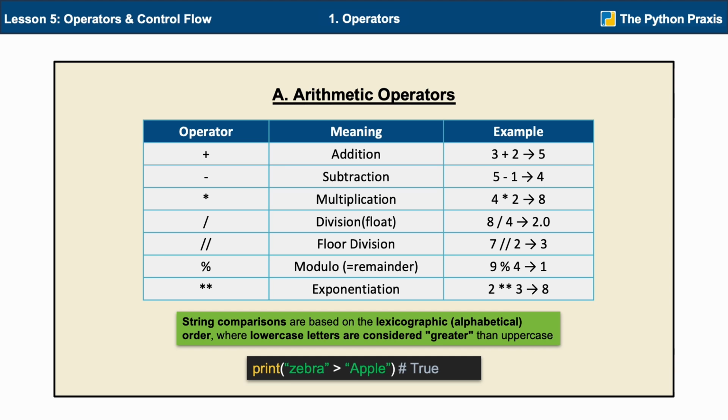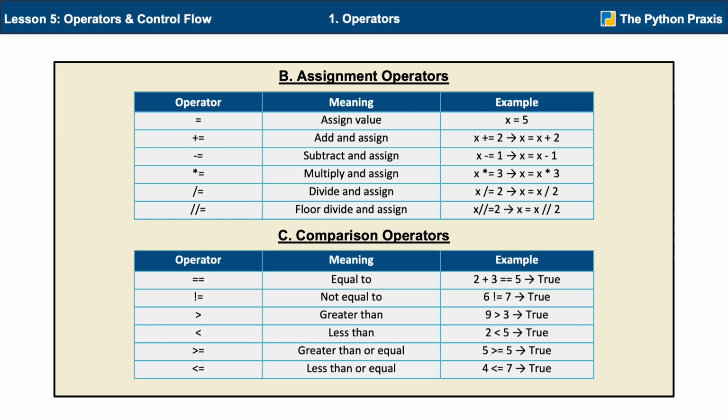Now let's move to the assignment operators. These are the ones that store or update values in variables. The simplest one is the equal sign. It assigns a value to a variable, for instance, x equals 5. But Python gives us more assignment operators to use as shortcuts. The plus equals operator adds and assigns, where x plus equals 2 is the same as x equals x plus 2. Actually, in this example, with this shortcut assignment operator, we increase the value of x by adding 2.